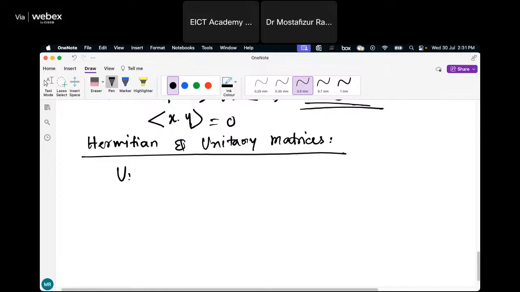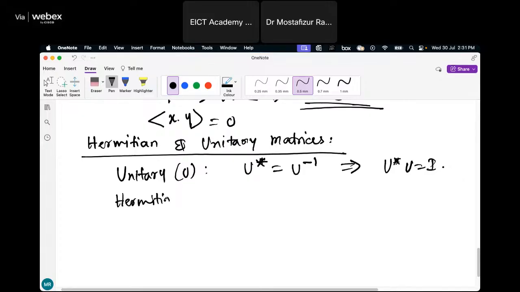If U is a unitary matrix, the definition is U dagger equals U inverse. I mean, the conjugate transpose of the matrix equals the inverse of that same matrix. This is the definition, so it implies that U star U equals identity. Dagger or star, whatever convention you want to use. And if U is a Hermitian matrix, then U dagger equals simply U. This is the difference between a unitary matrix and a Hermitian matrix.